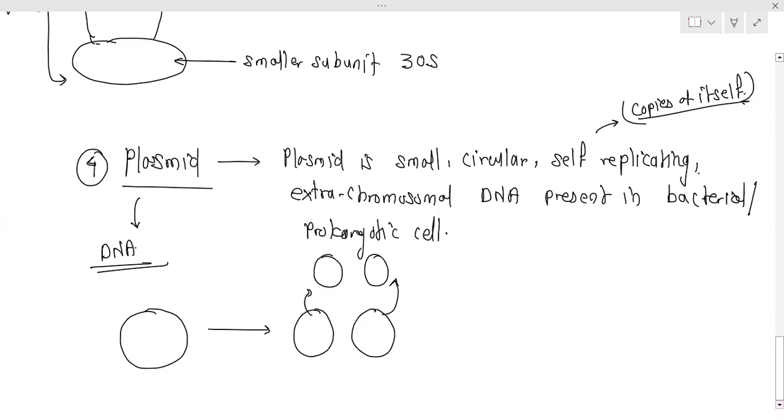And extra chromosomal means, extra means outside the chromosome. Bacteria have that large circular DNA as their chromosome, correct? Outside the chromosome. So plasmid is a DNA which is located outside the chromosome, but inside the cytoplasm, a small circular self-replicating DNA. Understanding?